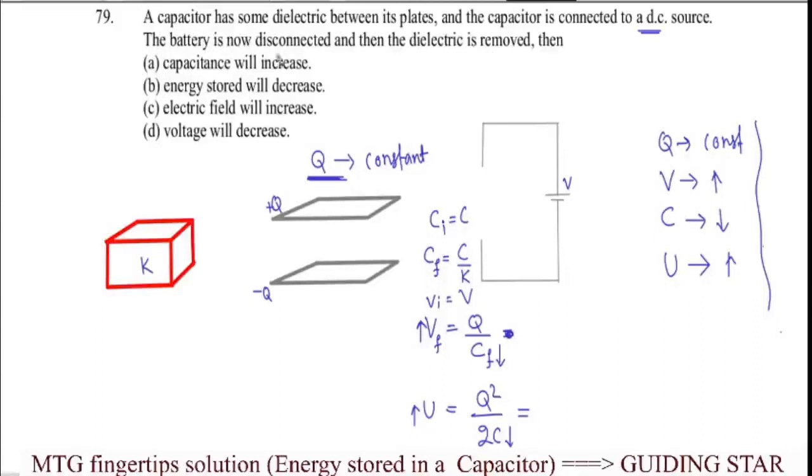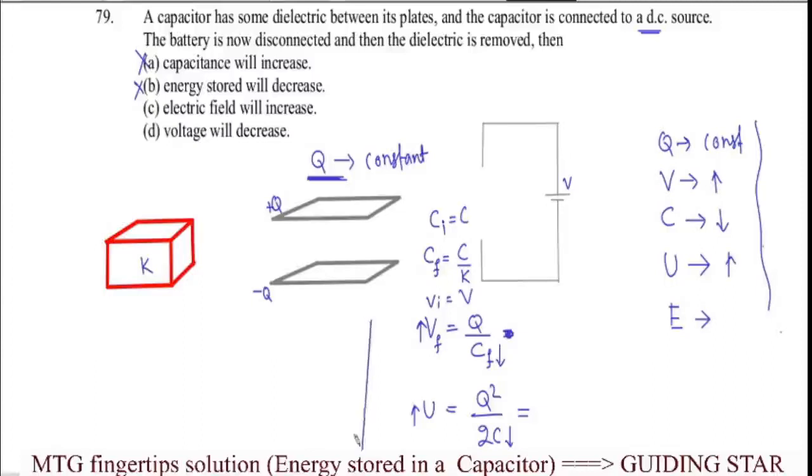So here in this particular case, capacitance will increase, but it is saying decrease, so this will be wrong. Energy stored will decrease, but energy stored is increasing, that is also wrong. Electric field will increase. Electric field यहाँ पे हम लोग नहीं लिखे हैं, तो electric field को हम देख लेते हैं. तो इसमें अगर electric field E को हम कैलकुलेट करेंगे तो electric field क्या होगा?